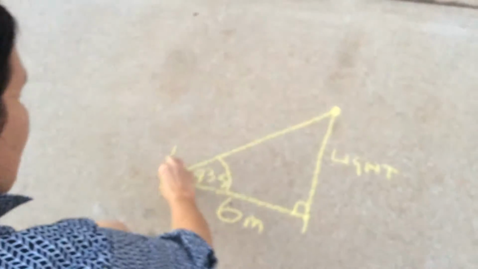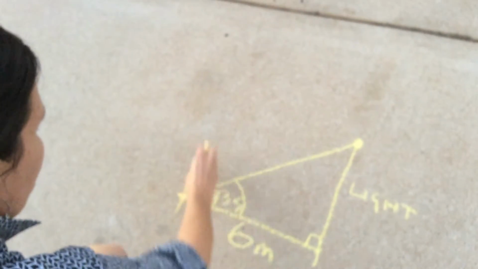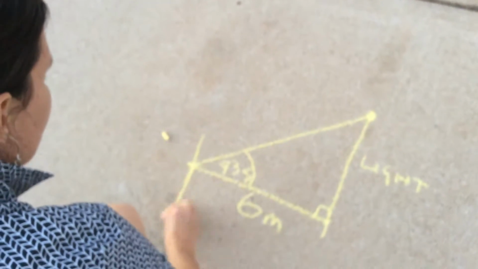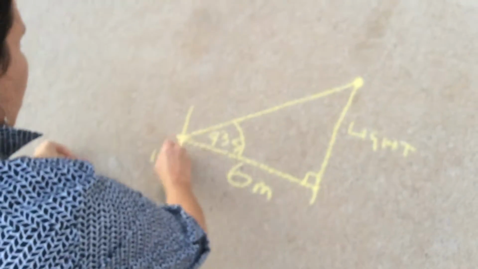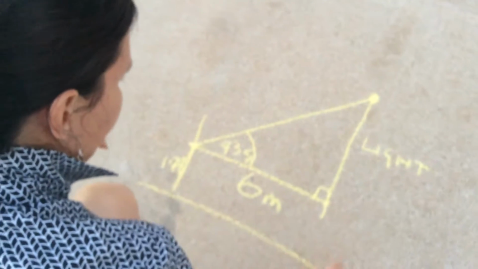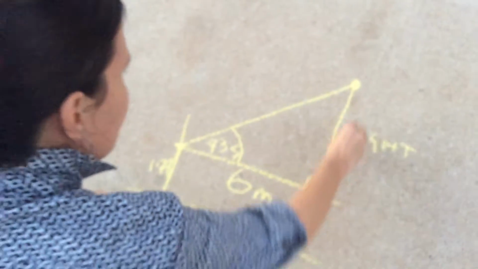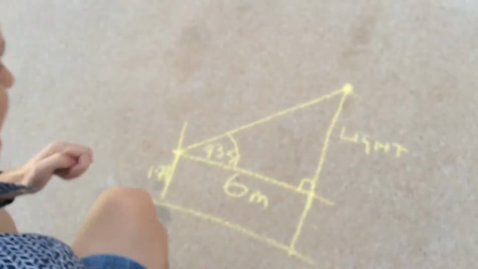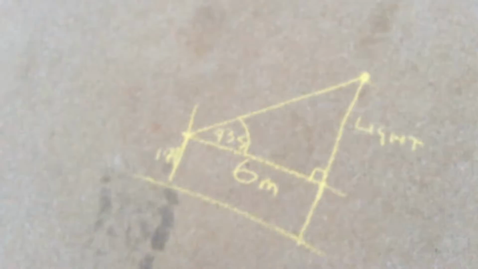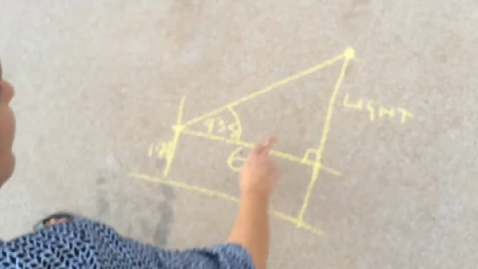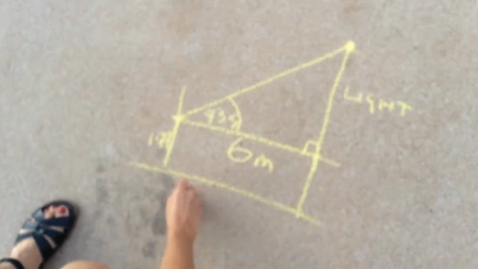The other thing that we need to take into account is the fact that my eye height, where I was measuring from, is actually 1 meter 78 off the ground. So we need to calculate this height here and then add on the ground height. So the way that we do that is we identify the ratio that we want to use. We've got this angle, we need the opposite, and we've got the adjacent, so we use tan.